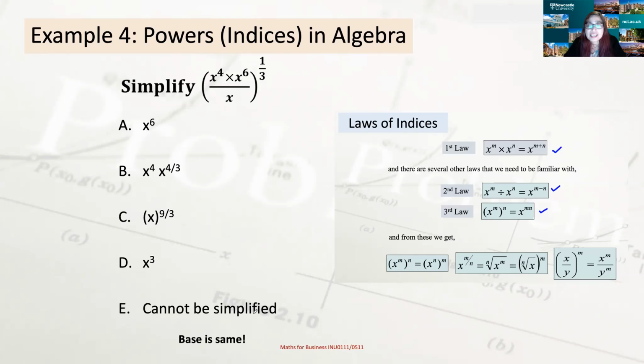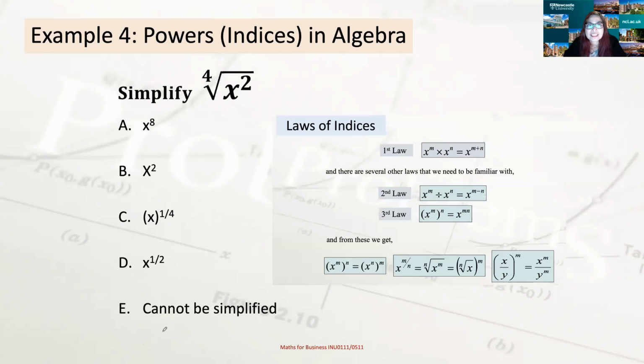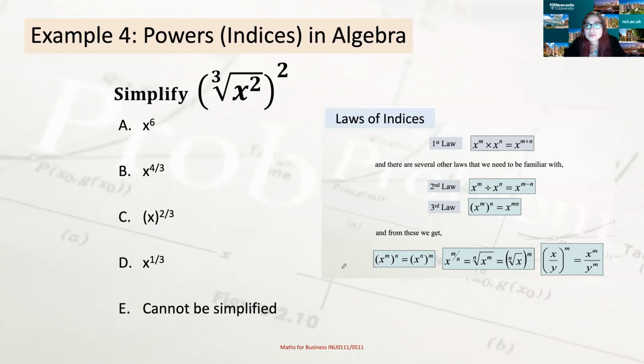Good. Yes, the base is the same, so you can easily use these laws and simplify it. Good. How about this? Very good, you can simply use this law. Yes, that's right. How about this? Oh, you have to use a combination of these laws. Good, that's right.